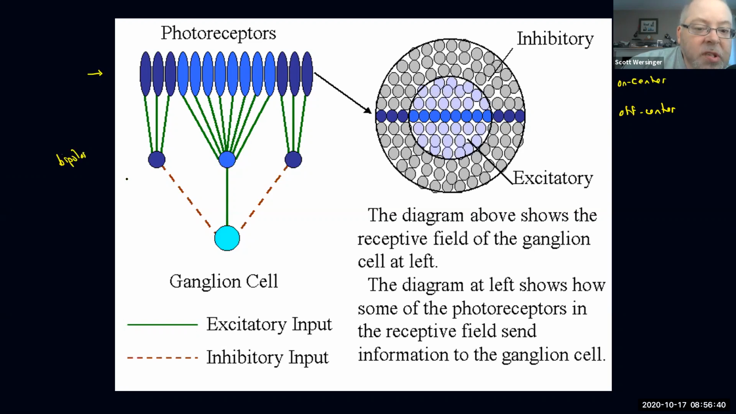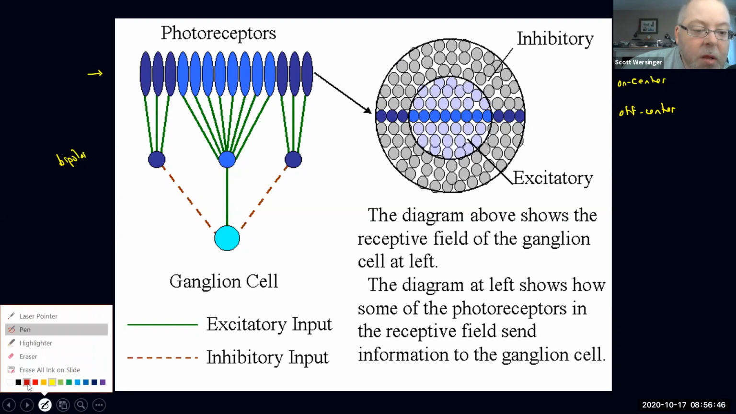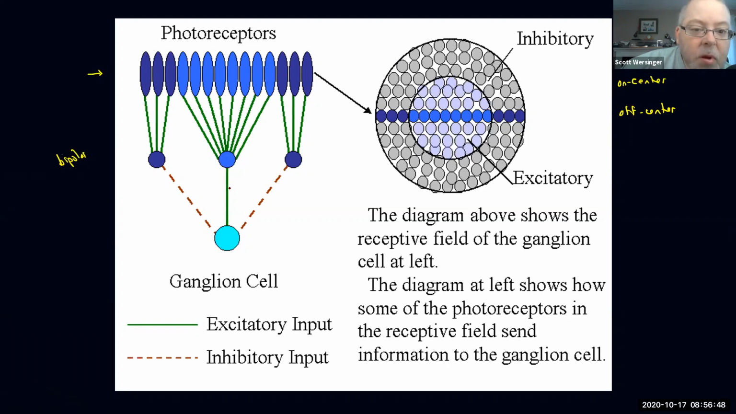And some of the connections are going to be excitatory. So if you look, this is excitatory. The connection here is going to be inhibitory. So again, it gets very complex, where some connections are excitatory, some are inhibitory.